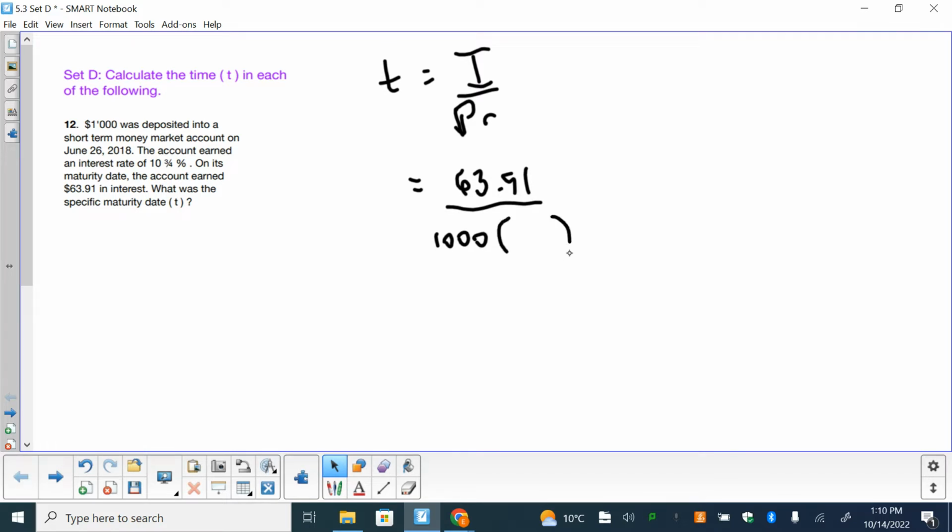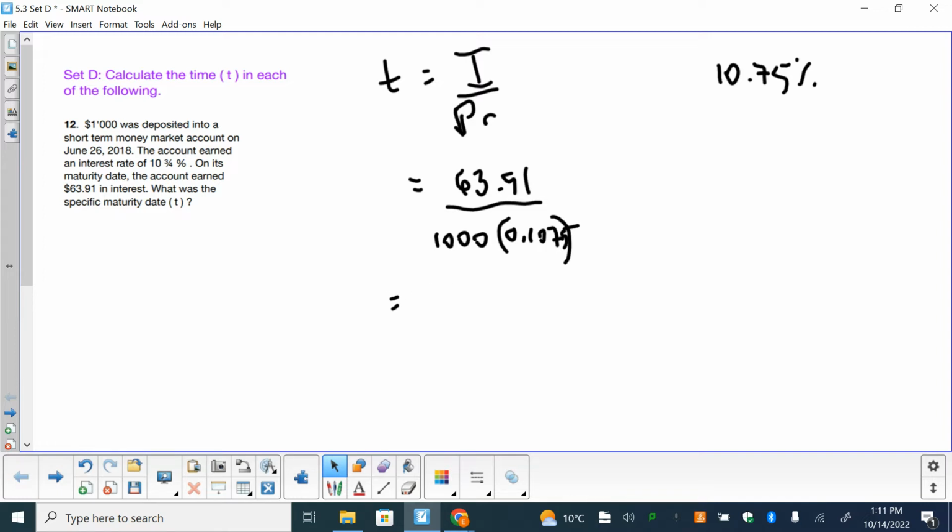And the rate is a decimal. So remember, 10.75 is the same as saying 10.75%. And so we have to divide that by 100. That would be 0.1075.